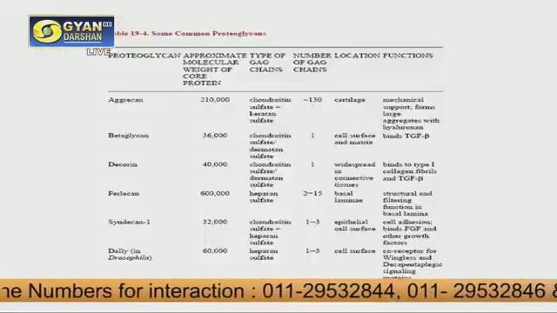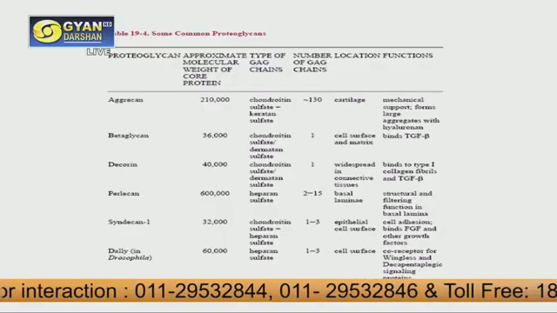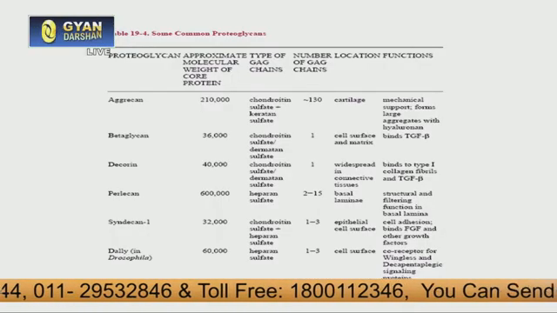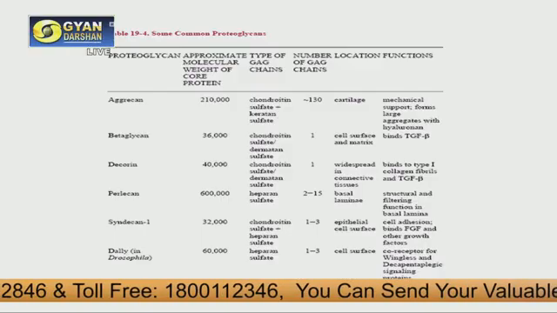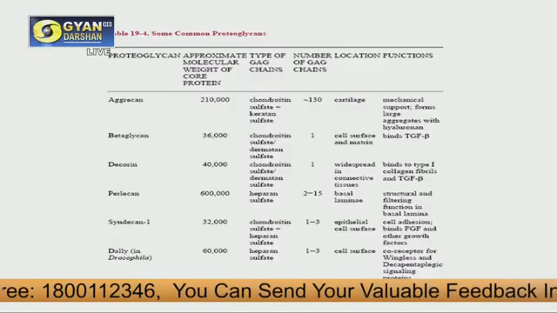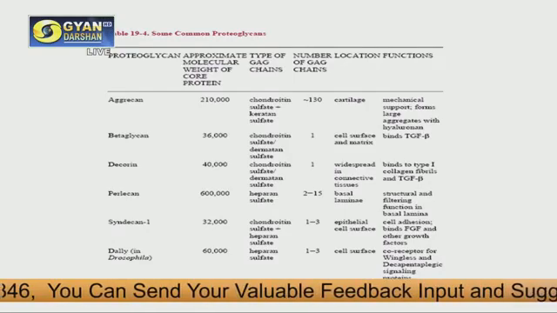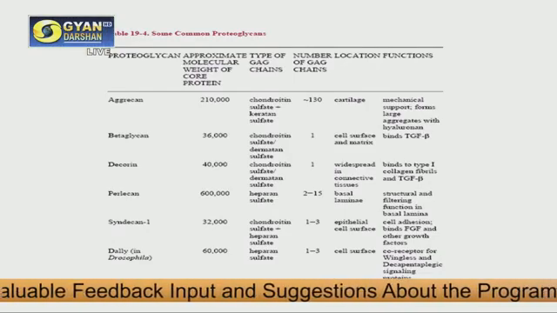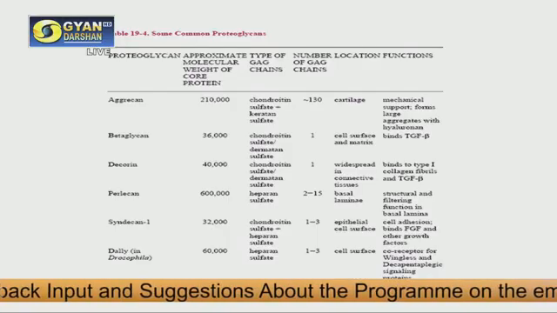Now here if you take a look, some common proteoglycans have been listed, like as I said, in different tissues you have different proteoglycans. Aggrecan, that is chondroitin sulfate, that is chondroitin means the cartilage. Betaglycan, this is present in cell surface and the matrix.